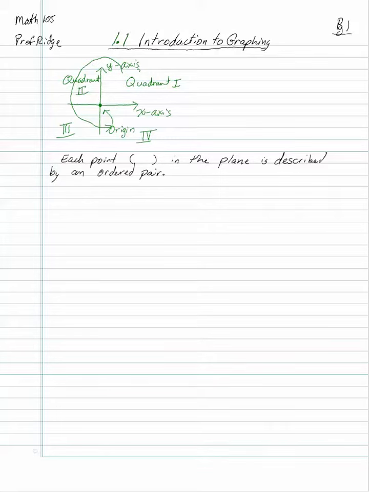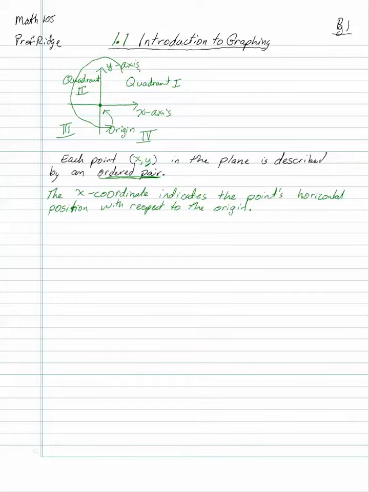Okay, each point (x, y) in the plane is described by an ordered pair. So an ordered pair describes the location on the plane. The first coordinate, the x-coordinate, indicates the point's horizontal position with respect to the origin. So it tells you the side-to-side motion counting from the origin. And then the y-coordinate is the same thing, but gives you the vertical position.